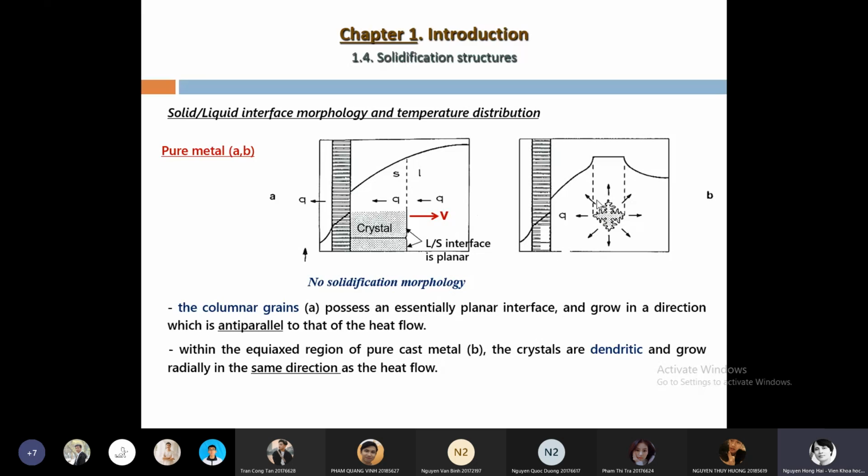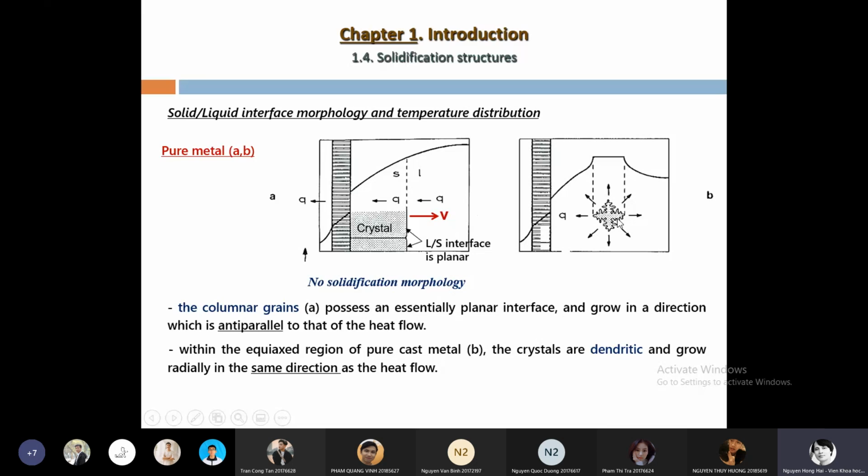In this case, crystal is not dendritic. It's not dendrite. It's not any morphology. But in this case, we have the dendrite. Okay. And they can grow in all directions as a heat flow. Okay. In this case, only one direction, anti-parallel to the direction of the heat flow.